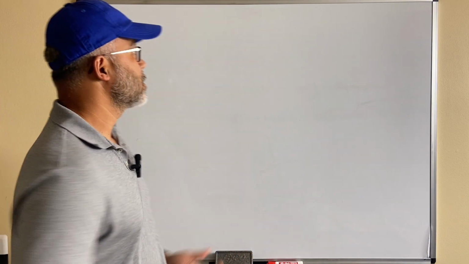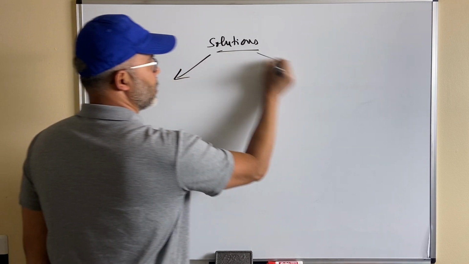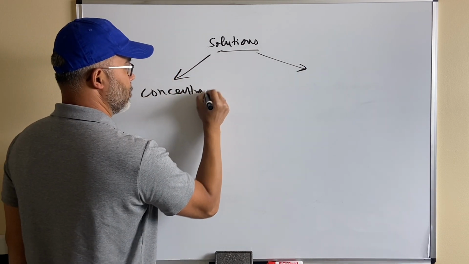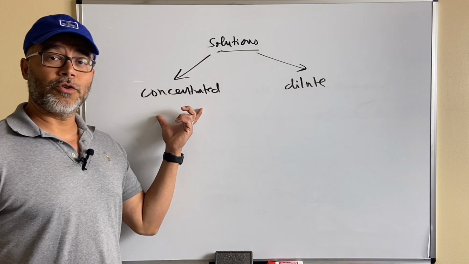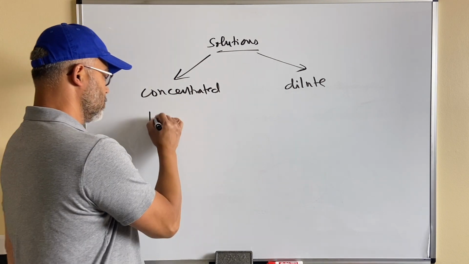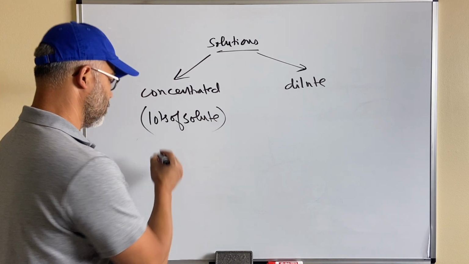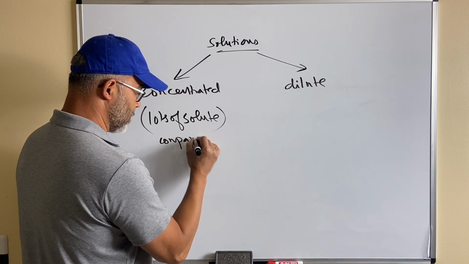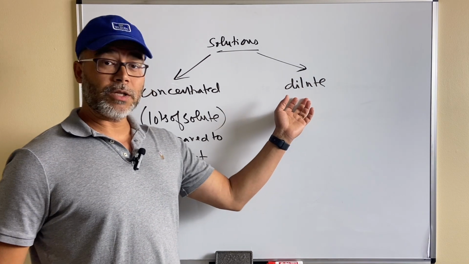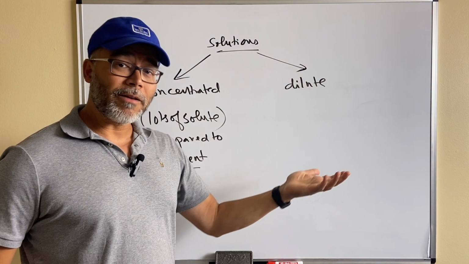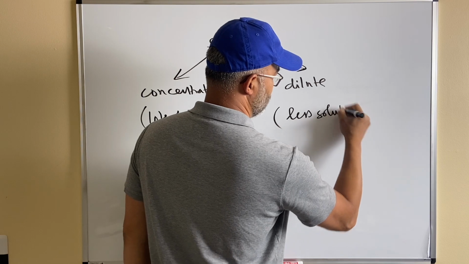Now, typically solutions can be described in two ways. You can have a concentrated solution, or you could have a dilute solution. A concentrated solution is a solution where you have a lot of the solute, lots of solute compared to the solvent. On the contrary, the dilute solution is a solution where you have lots of solvent compared to the solute. So it's going to be a lot less solute versus solvent.